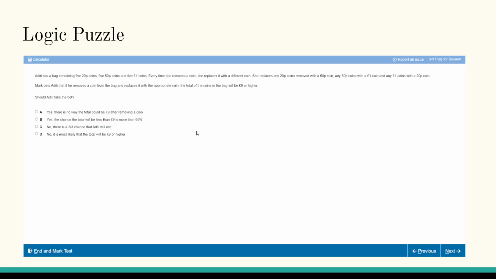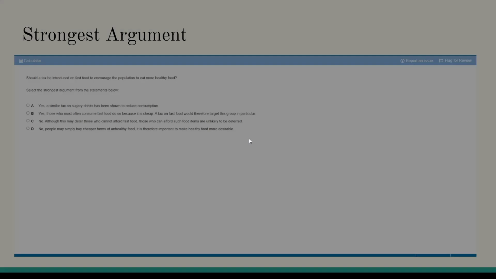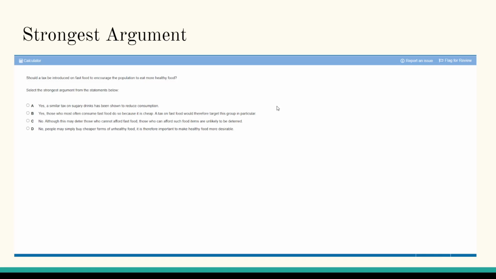However, the best way to go through this is once you have found the right answer, it would be best to choose it and move on, because you could end up spending too much time on these questions, which is not ideal at all. So we can move on to the next, the strongest argument.